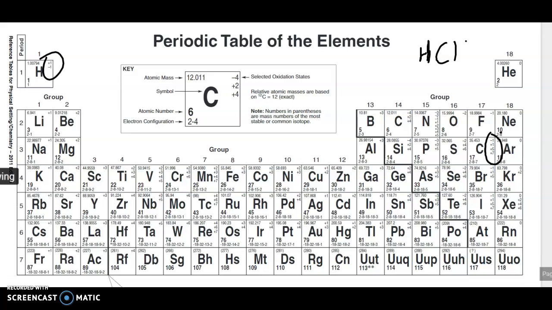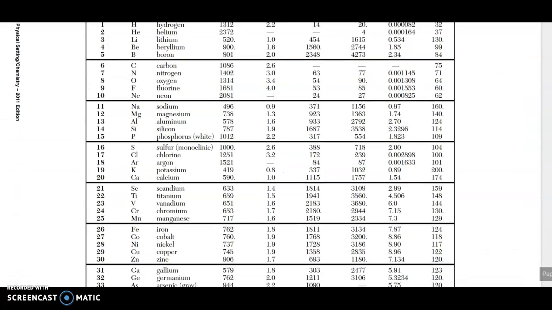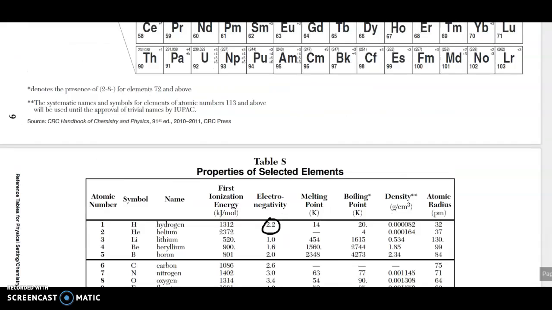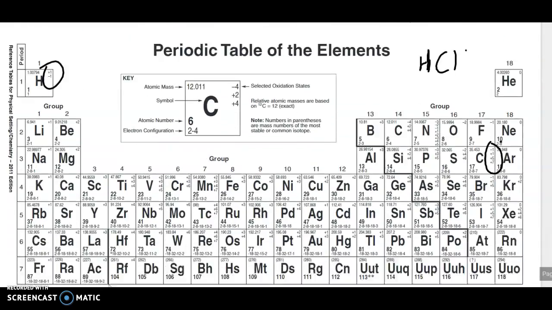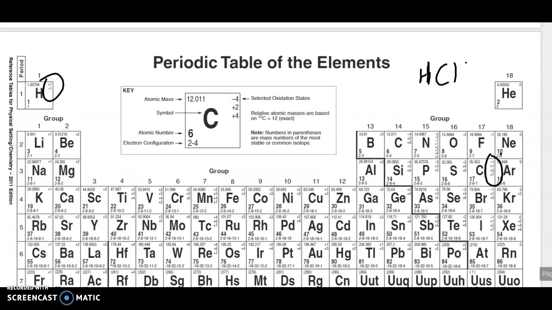So if we go down and check our electronegativity, chlorine is right here. Chlorine has a value of 3.2, and hydrogen has a value of 2.2 up here. So chlorine is more electronegative, so it will be the negative one of the two. So, if chlorine is the negative one, that means hydrogen has to have the positive oxidation state of +1. Let's go ahead and make that a little cleaner.